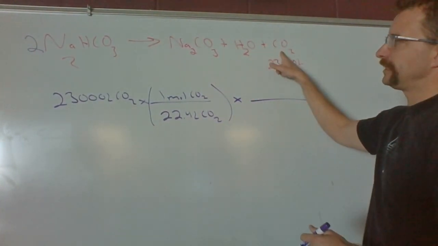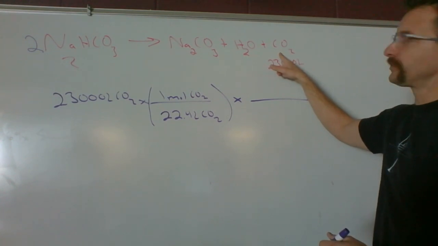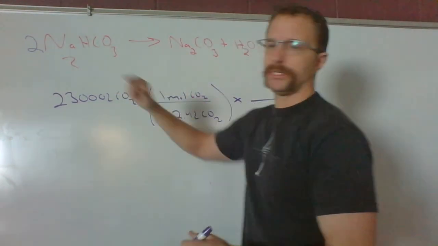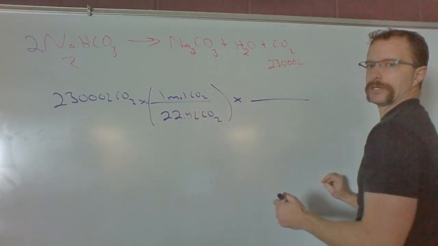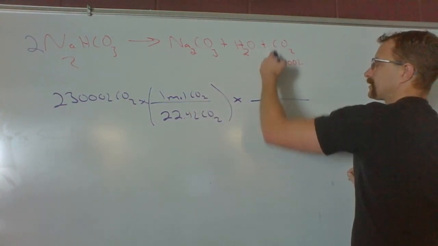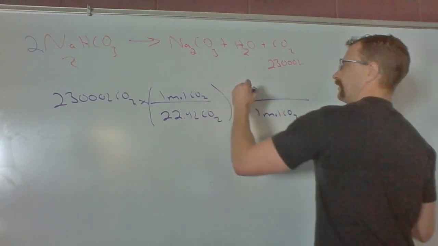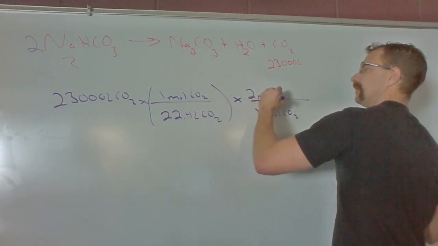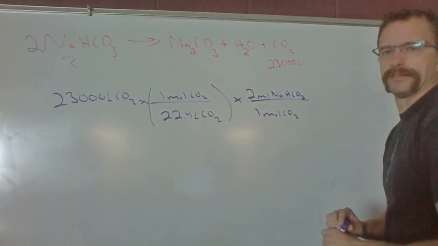I've got it in terms of CO2 now. So now I need to cross the mole bridge. My mole bridge from CO2 to baking soda is a 1 to 2. I need to write all of my units so I can tell which one goes on top and bottom, because it's 1 mole of CO2 for every 2 moles of baking soda. Right? That gives us our baking soda.